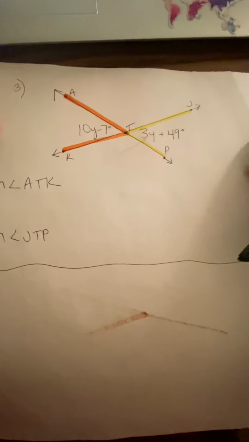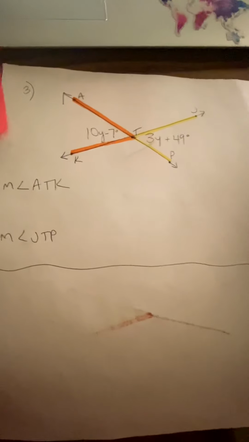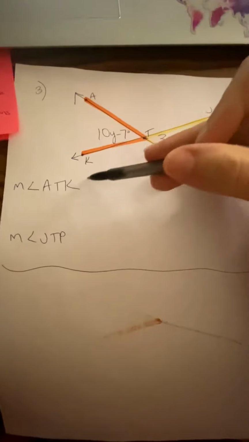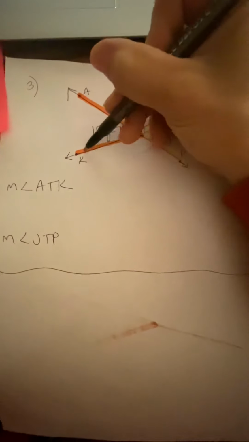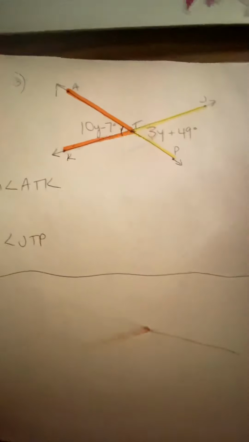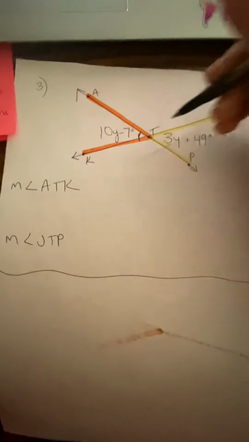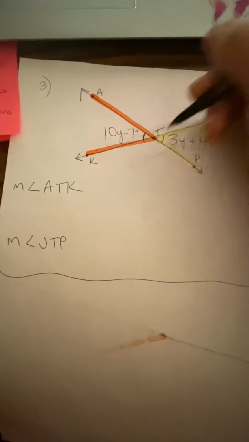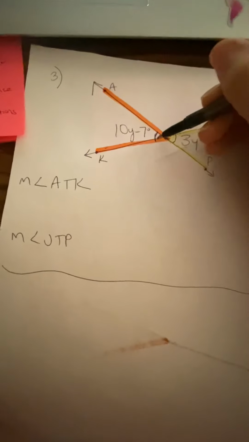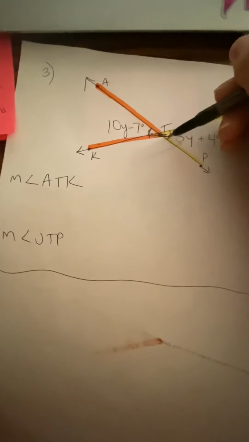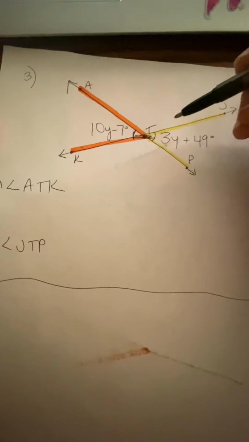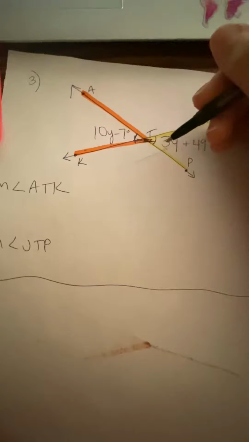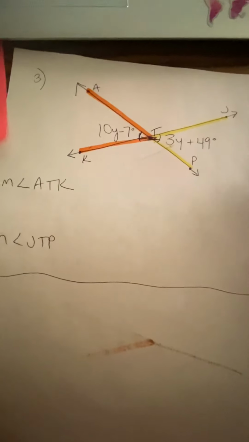Now, this diagram is a little bit different in that we're trying to find angle ATK, which is this one right here, and JTP, so this one right here. And these two angles are not supplementary. They don't form a 180 like the angles that we looked at previously.